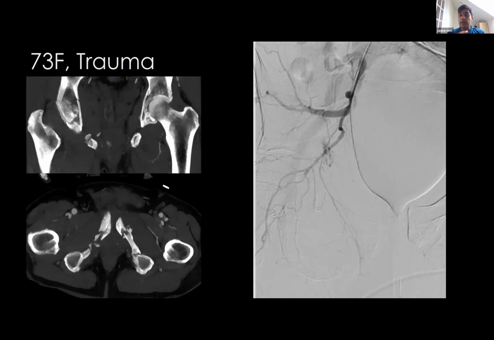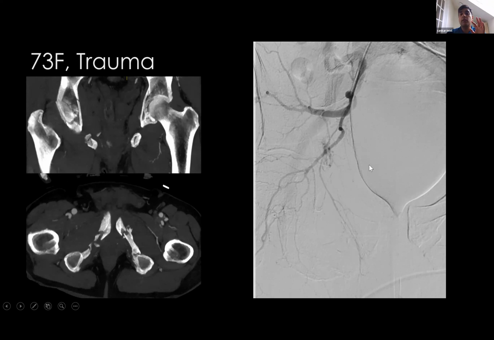This is a case that came to my clinic, or to one of my calls, where this lady unfortunately had a trauma, had multiple fractures all over her pelvis. Both her iliac bones, I mean, pubic bones are fractured, as you can see, they're comminuted as well. There was an active hemorrhage in the pelvis.